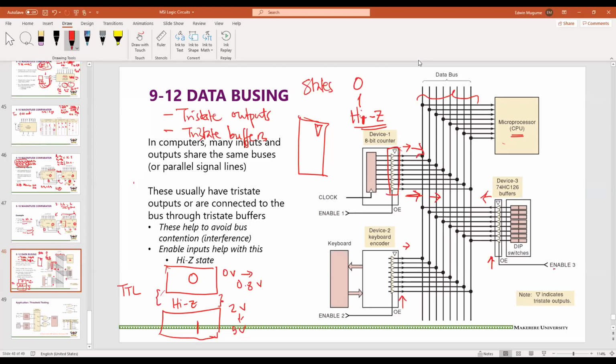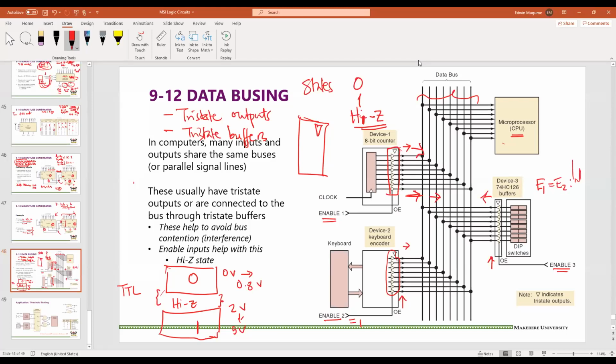You can see that we have enable 3, enable 2, and enable 1. Now, if enable 2 is, for instance, 1 going into the buffers, these buffers will be enabled. It's like opening a gate. The signal can go through. That means you cannot have enable 3. You can't have enable 1 equal to enable 2.